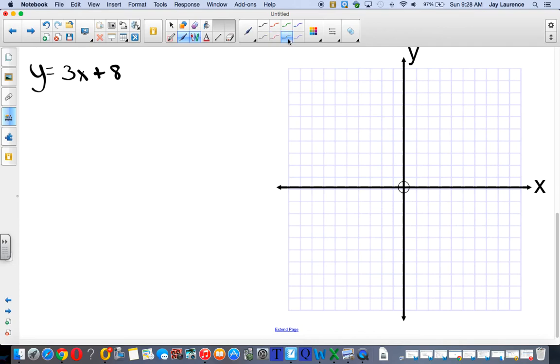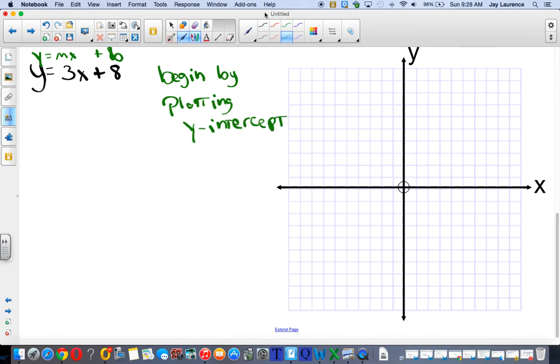And let's see here. Y is alone. So I'm in this y equals mx plus b form. Hey, you might be wondering why they call it b. Because I begin by plotting the y-intercept. I always plot that first. I can't use the slope unless I know a point. All right, so my y-intercept is going to be (0, 8). So I'm going to go up to here to (0, 8), which should be right there. That's the point (0, 8).